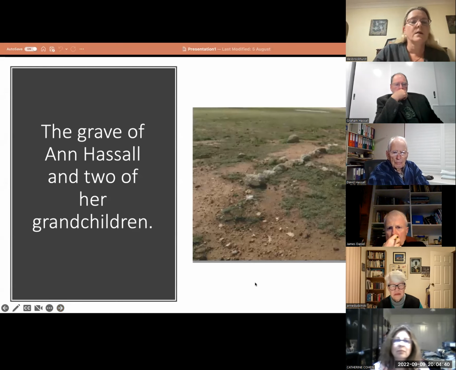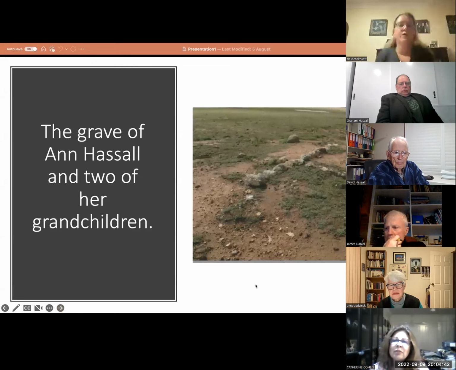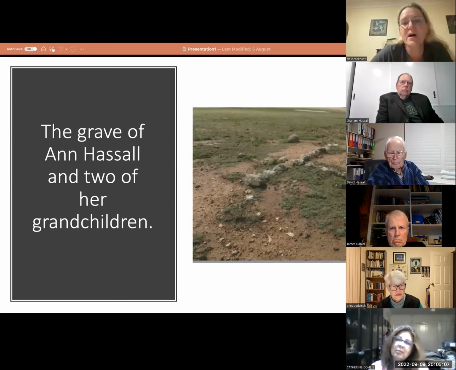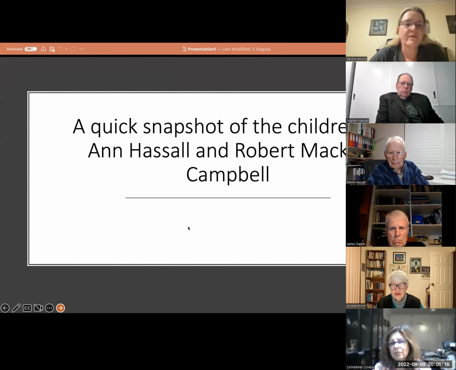So this here is the grave of Anne Hassall and two of her grandchildren. This is on the Beverly estate, and it's basically in the middle of a cow paddock. I had to chase the cows off it to get the photo. And the Burra River sort of runs around this plot. I would very much like, in the future, to try and put some sort of monument there to mark her grave, a little bit more than a few rocks. That photo was taken by me when I went to visit just before COVID.